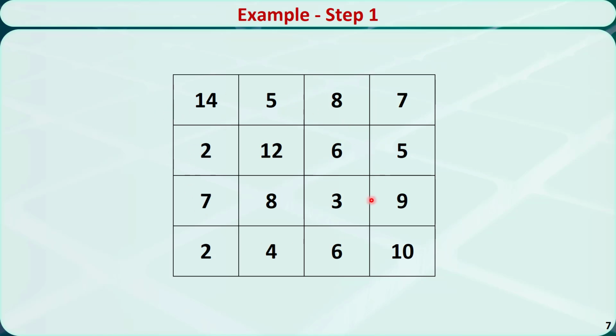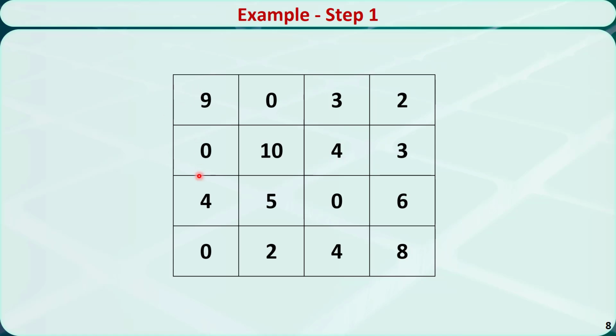Now let's check this cost matrix of the relocation assignment problem. In step 1, we find the minimum cost in each row. It is 5 in the first row, 2 in the second row, and so on. Let's subtract each cost by the minimum cost in each row. 14 will be changed to 9, 5 will be changed to 0, and so on. This is a new matrix.